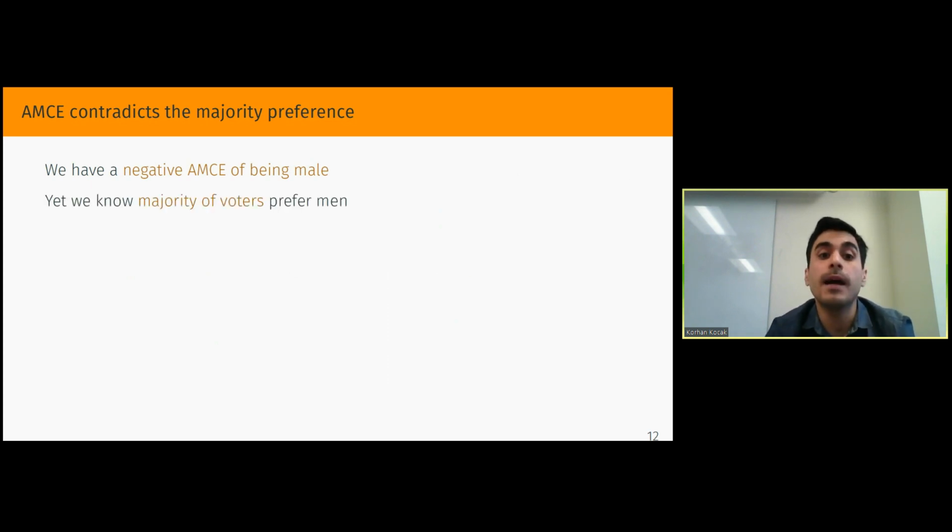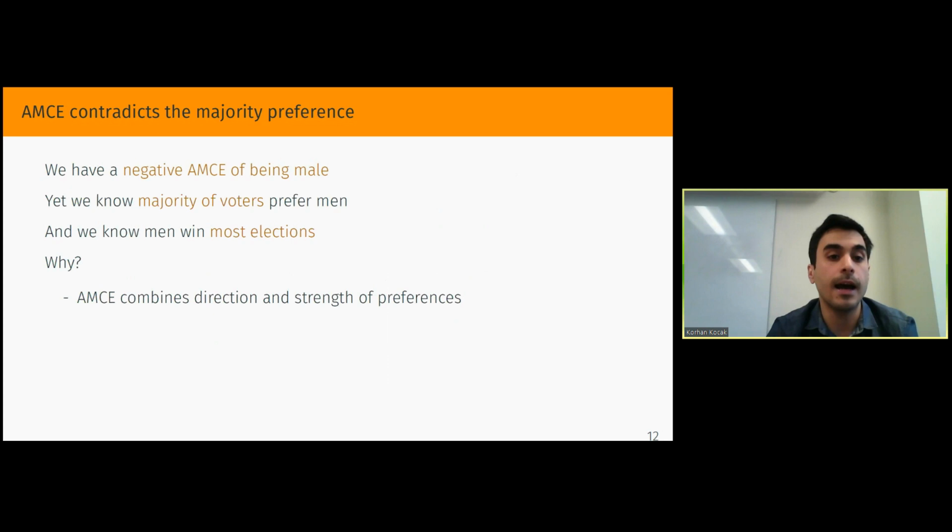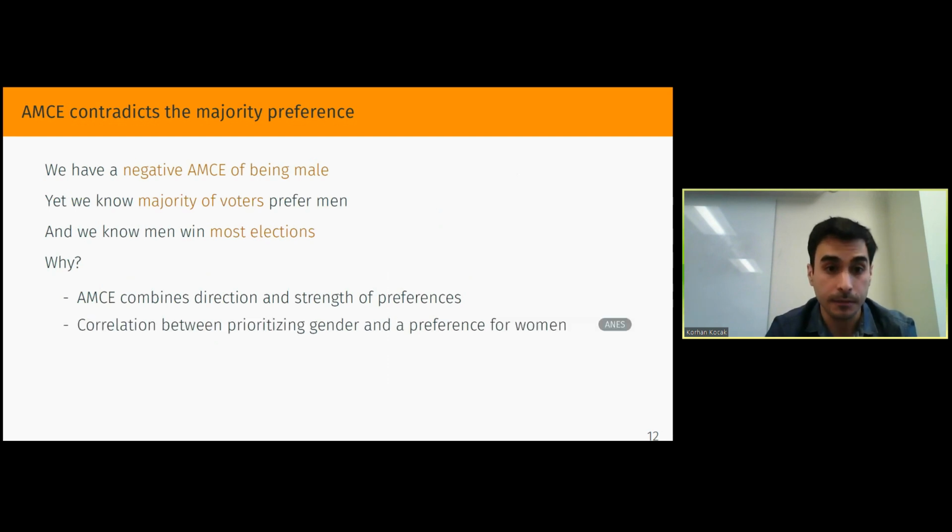But we know that a majority of voters have a strict preference for male candidates. And we also know that male candidates win most elections. So the AMCE tells us the exact opposite of the majority preference. And the reason it does that is because the AMCE combines the direction and strength of preferences, effectively overweighing the preference of the minority because they have a more intense preference.